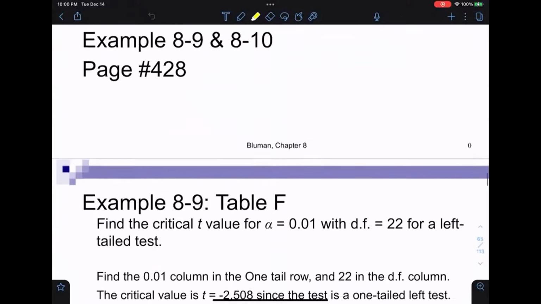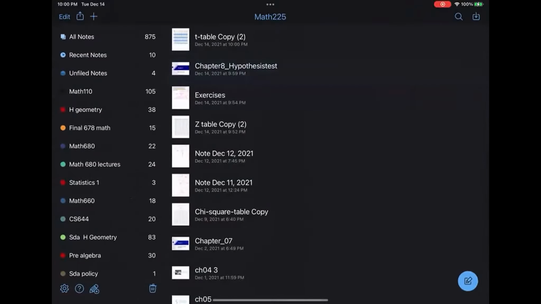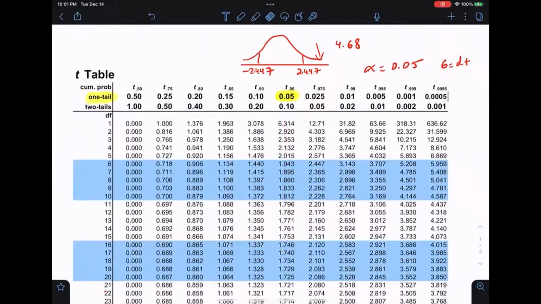Okay. So find the critical t-value for 0.01 and 22 degrees of freedom for a left tail test. Again, it's a one tail test. So 22 degrees of freedom, 0.01, right? 0.01 is a one tail test. So the result should be this guy right here, 2.508, right?